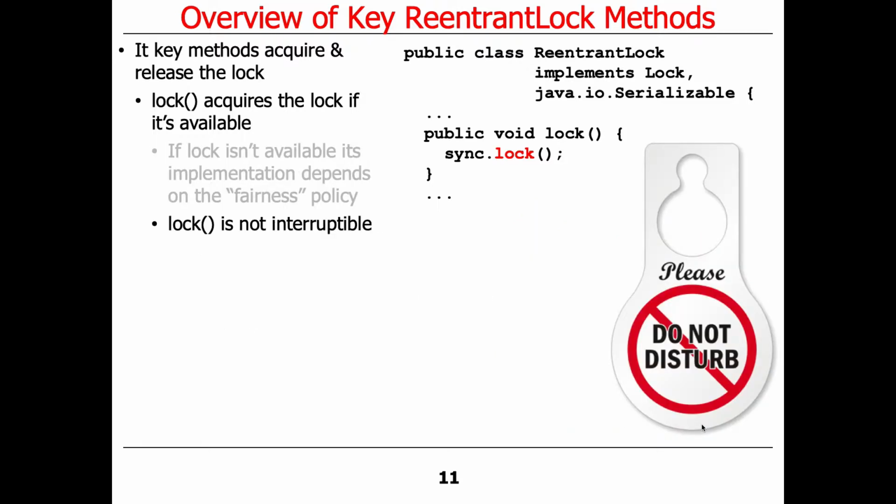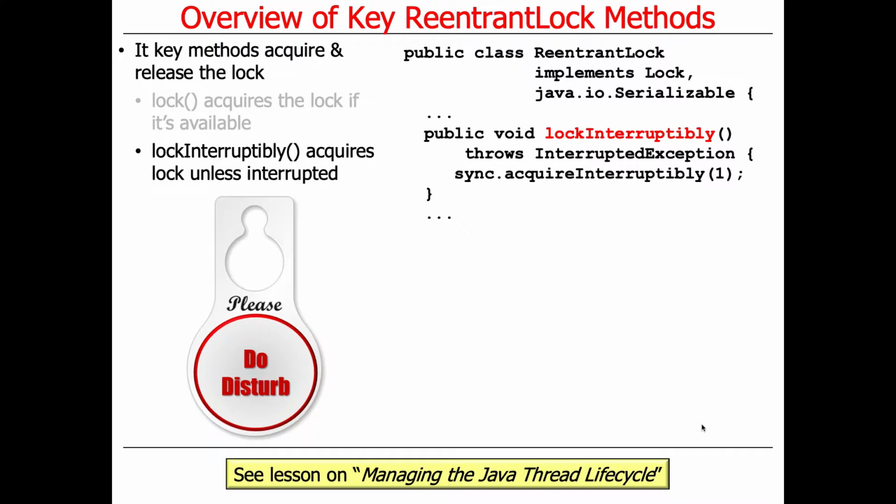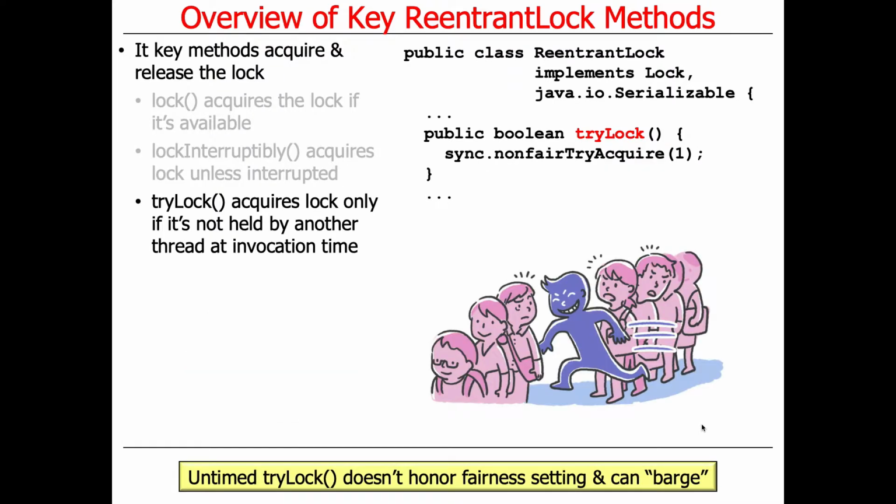Lock is not interruptible, so you can't disturb it. It'll just block even if someone tries to interrupt the thread. As the name suggests, lockInterruptibly will do the same thing lock does. However, if someone interrupts the thread, then the call will return with the interrupted exception. And we'll talk more about interrupts later when we talk about managing the Java thread lifecycle. That's a more advanced topic for threading.